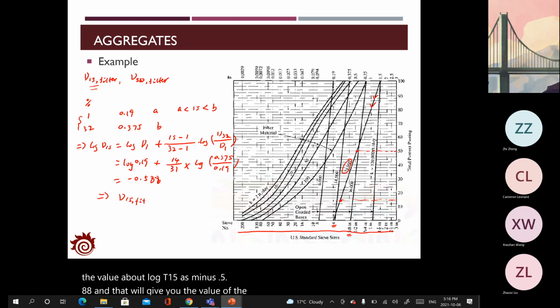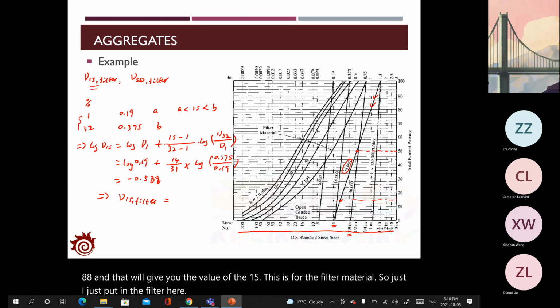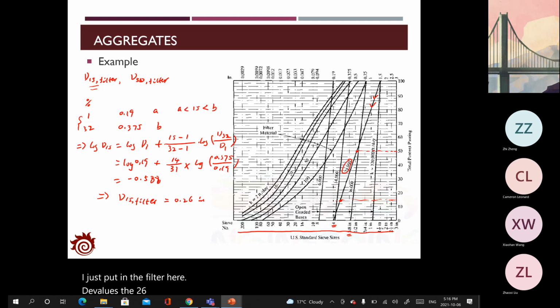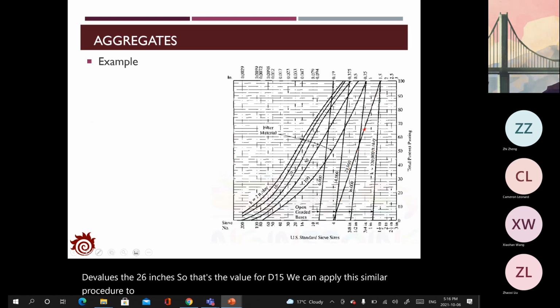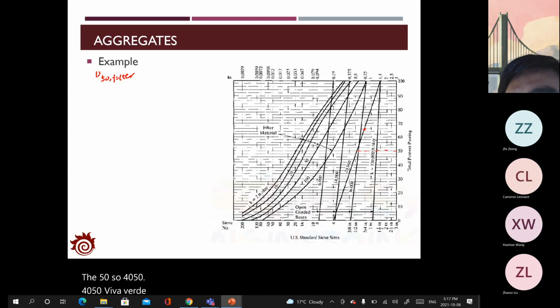This is for the filter material, so I just put in the filter here. The value is 0.26 inches. So that's the value for D15. We can apply a similar procedure to calculate the value of D50. So for D50, we will then need to check another two values.